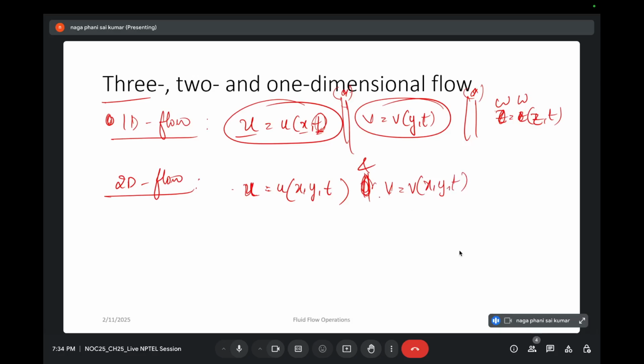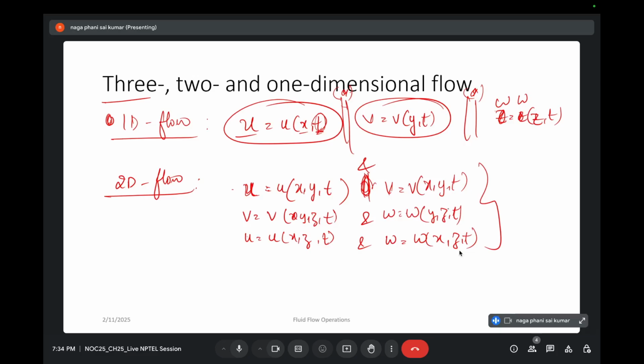Okay, this can be the case, or let's say if the fluid is moving in y and z direction, then you can have v is equal to v function of y, z, t and w is equal to w function of y, z, t. Or the fluid can be moving in x and z direction, right? So we can have u is equal to u function of x, z and t, or w function of x, z and t. So fluid can be moving in any two planes, right? X, y, y, z or z, x. So depending on that, you will be having two different components.